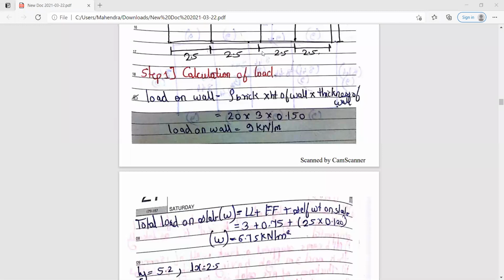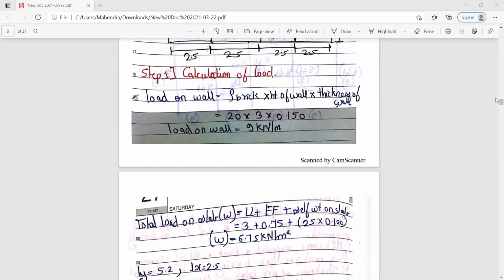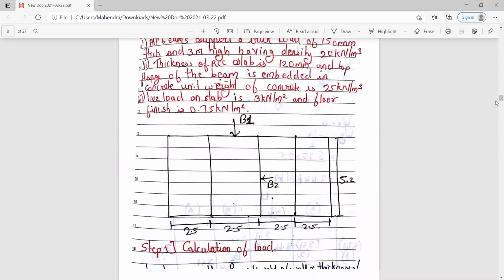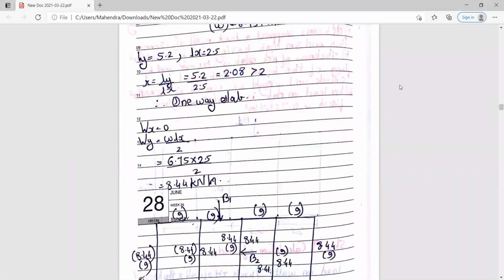Read the question properly. Now, the Ly by Lx ratio, we need to see whether our slab is one way or two way. So Ly is, yes, got it, Mahesh? Had you got the value for density? Yes, ma'am. Okay.